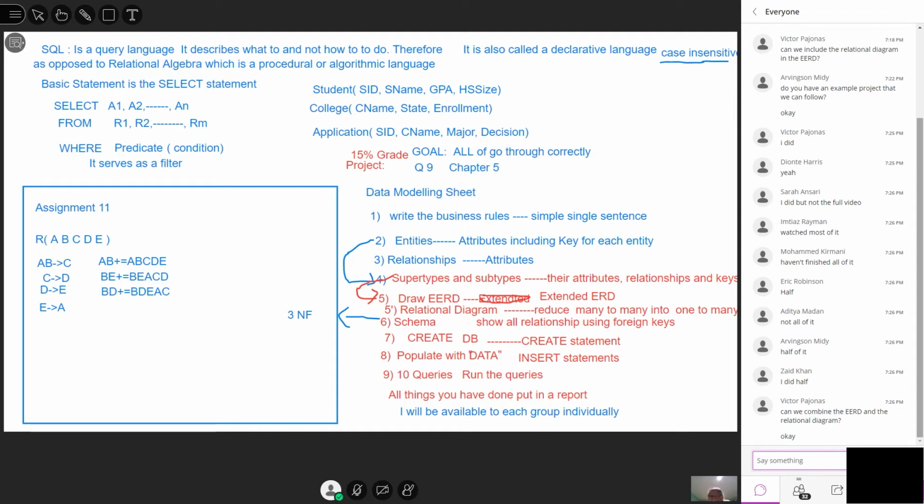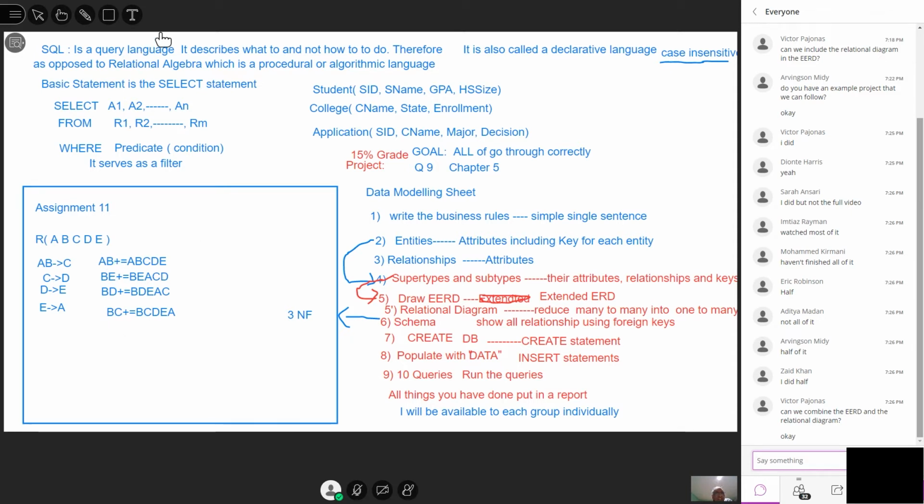What else? We can also try BC. We start with BC. From C we get D, and once we get D we get E, and once we get E we get A. So we showed the closures, but now we have to show that each one of them is actually a minimal super key. We know these are super keys, but we have to show they're minimal.